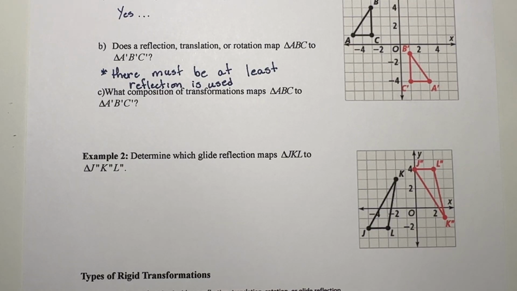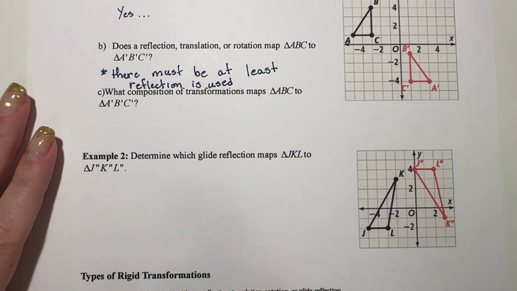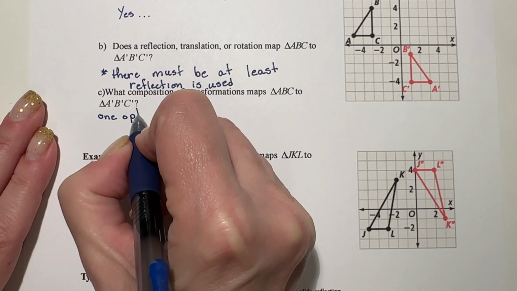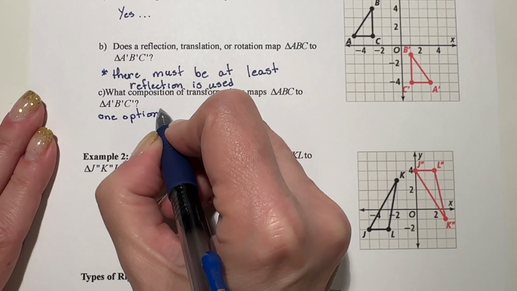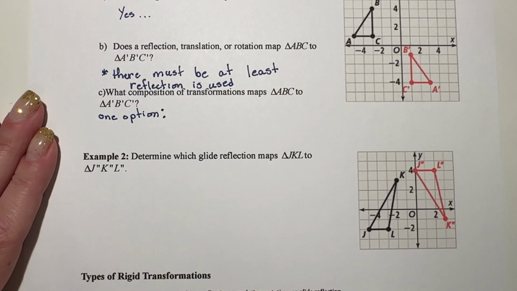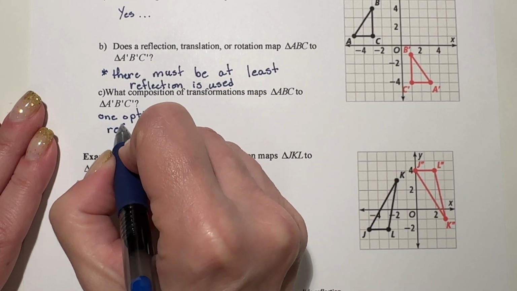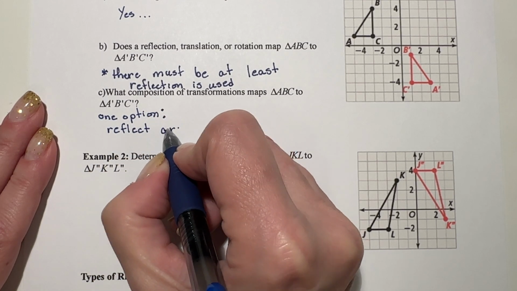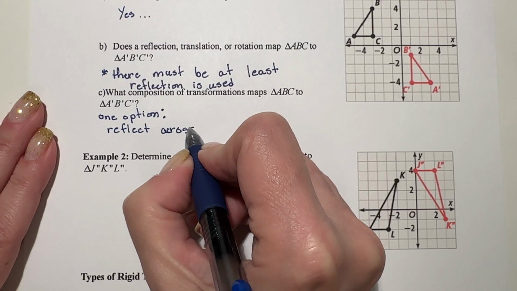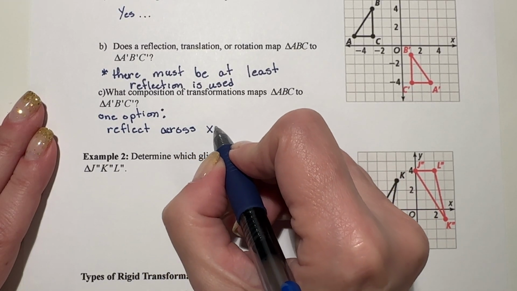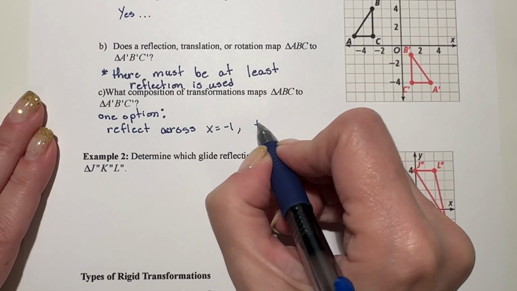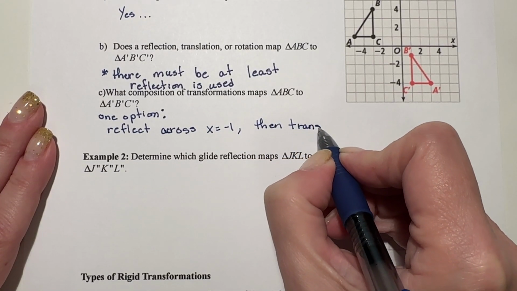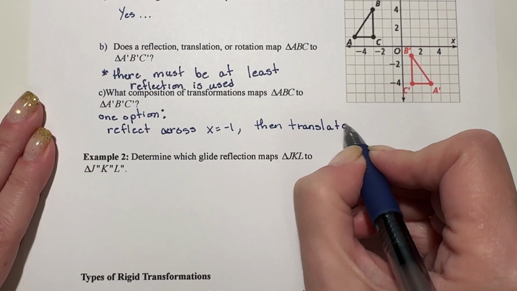If I were in class with you, I would pause here and have you come up with some ideas. Here is one and only one option. So here's an option for you. You could reflect across, let me get you to write that down, reflect across x equals -1, then translate down 5.